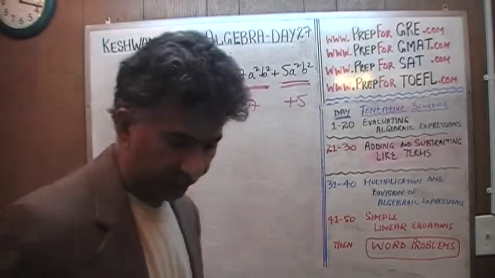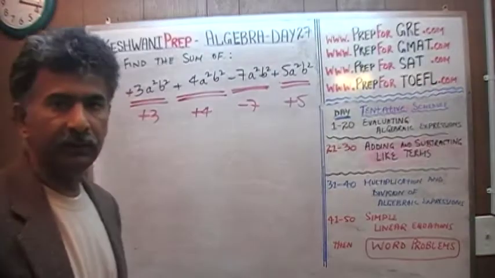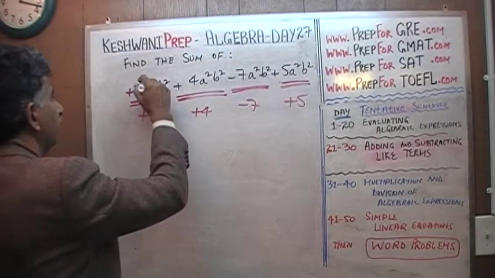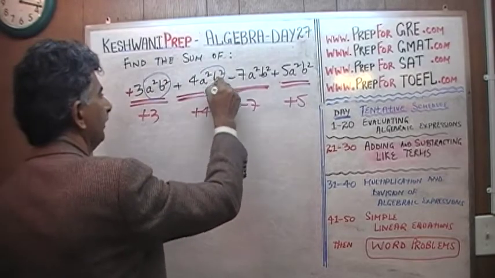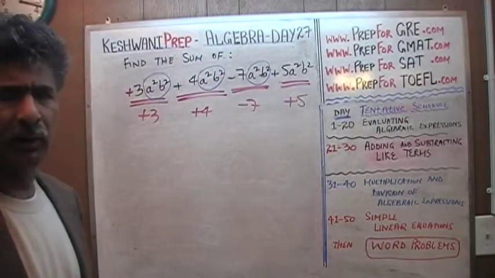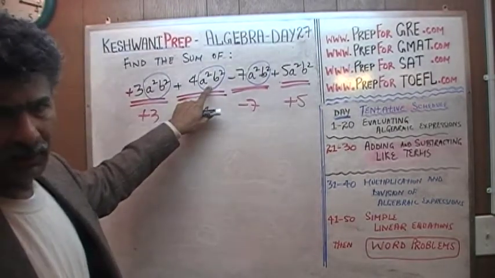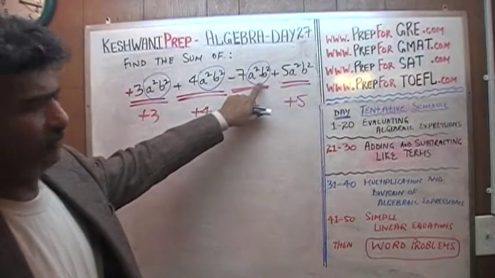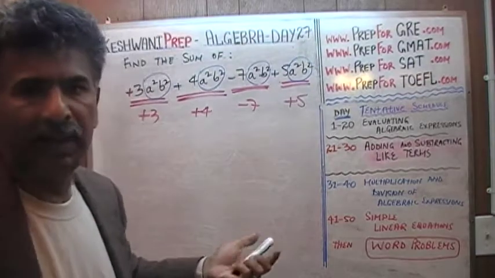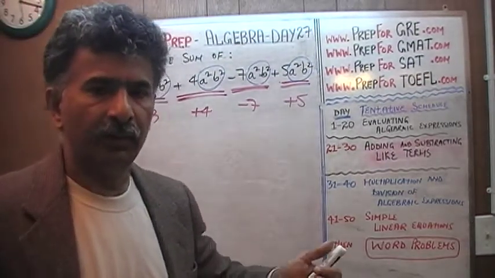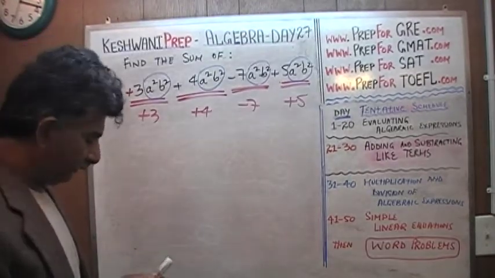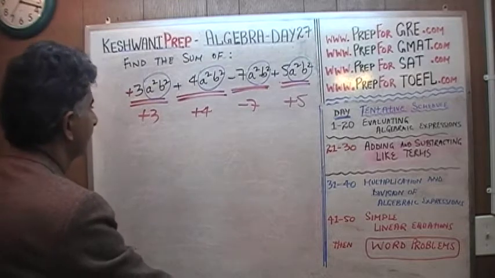The second thing we notice is that all of these 4 terms contain the same variables with the same exponents. A squared times b squared, a squared times b squared, a squared times b squared, and finally the last one also has a squared times b squared. They are all like terms. They all contain the same variable raised to the same power. So all we have to do is just add them up. That's all, which is also very straightforward in this particular case, and you'll see in a second why.